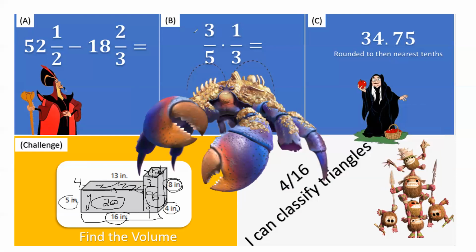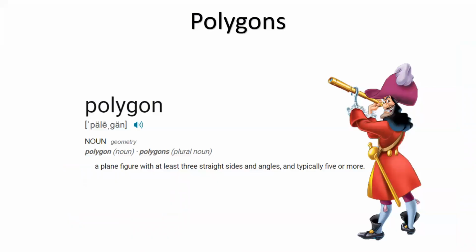Let's move on. What are we doing today? Today we are classifying triangles. This is the last piece of the puzzle, ladies and gentlemen. This is the last piece of the puzzle. So here we go. First, let's review real quick. Captain Hook, can you help us review?